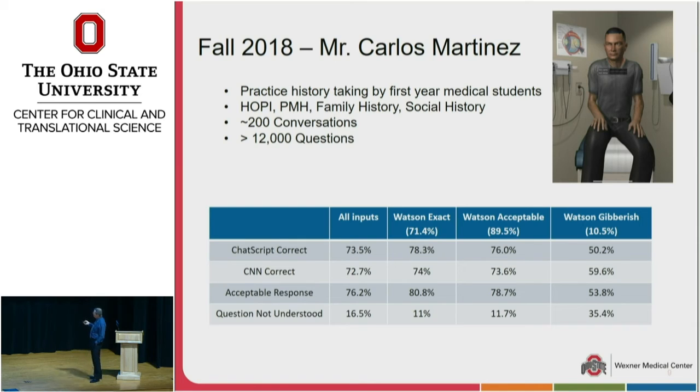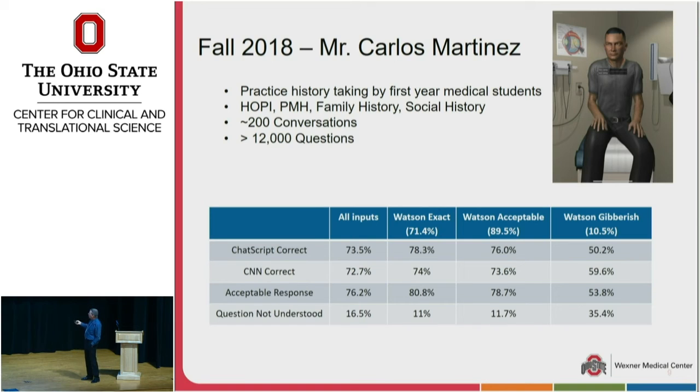Watson didn't do too bad, got about 70% of the input questions almost exact. Got about 90% acceptable. A human could understand what Watson was saying. And it just munged 10% completely and would just provide gibberish.